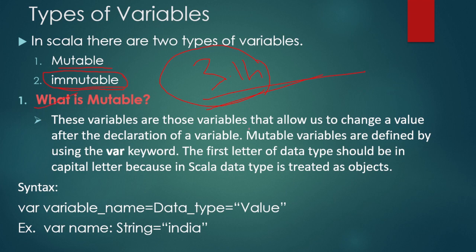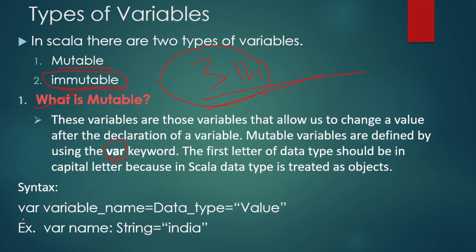Mutable variables are those variables that allow you to change a value after declaring the variable. Mutable variables are defined using var. So basically, when we are declaring a mutable variable, we must specify the var keyword. The first letter of the data type should be a capital letter because the Scala data type is treated as an object.